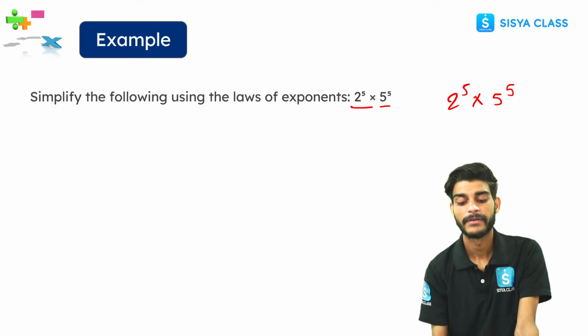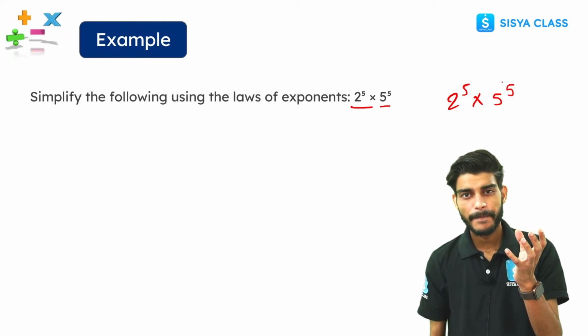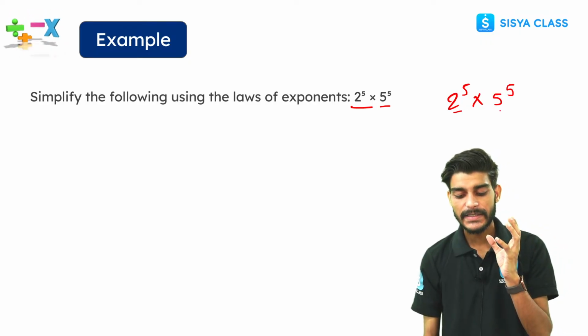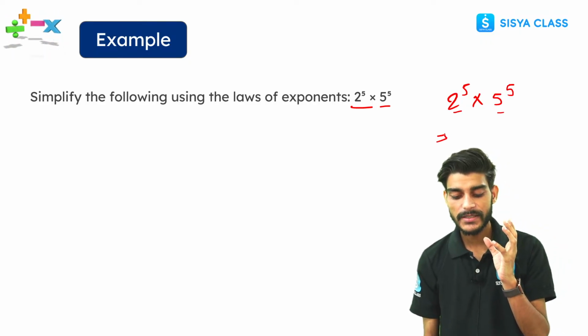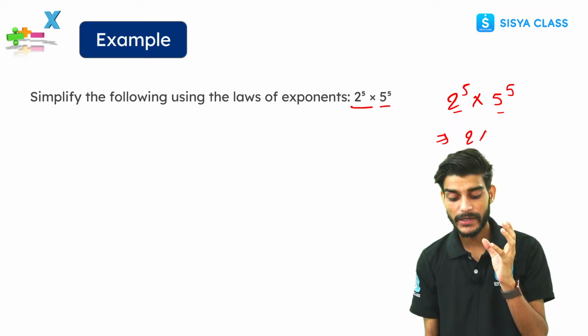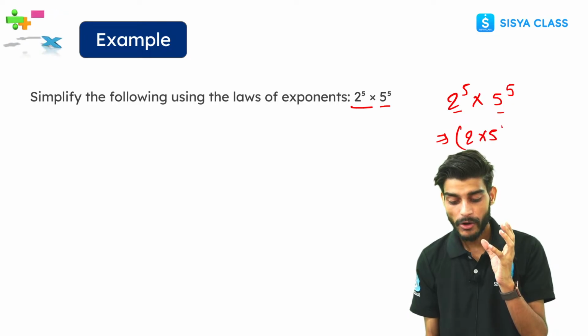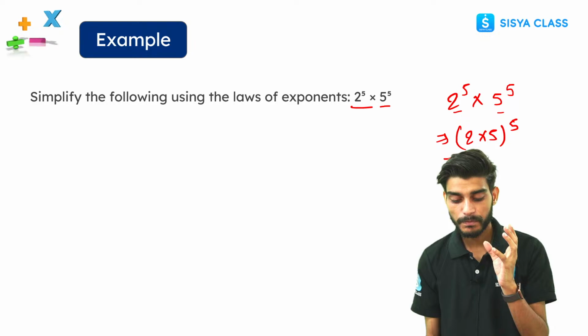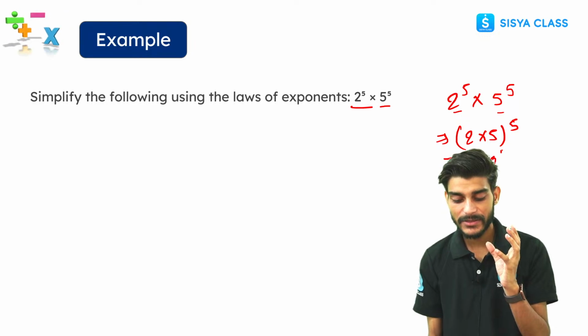Five to the power 5. So powers are same. Only the difference is bases are different. So what I told you, just multiply 2 and 5. Multiply 2 and 5 and keep the powers same. So 2 into 5 means 10 raised to the power 5.